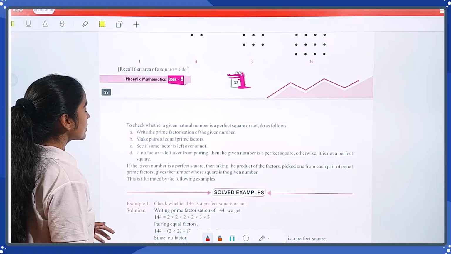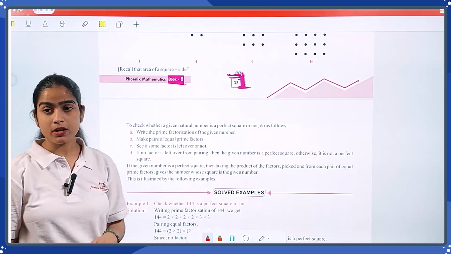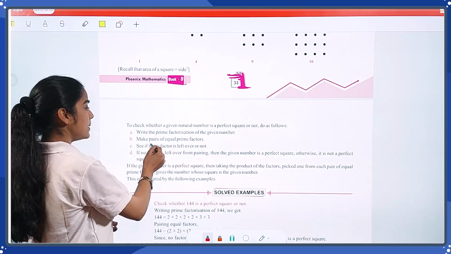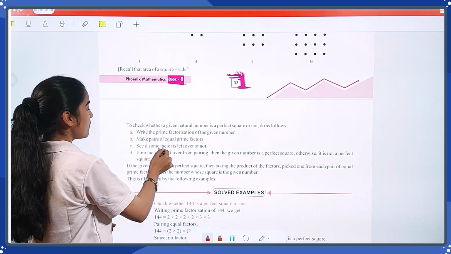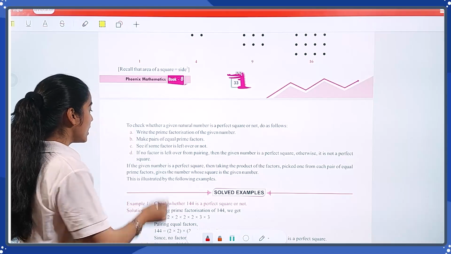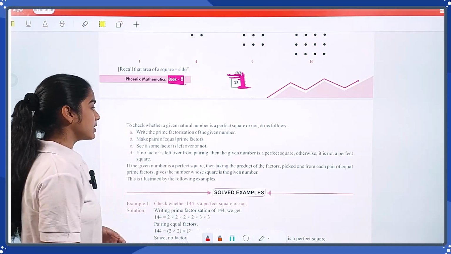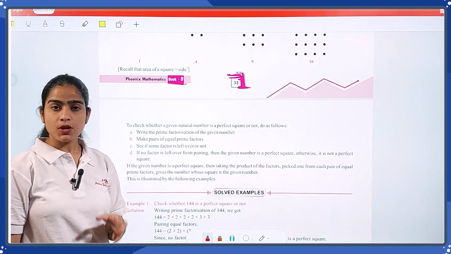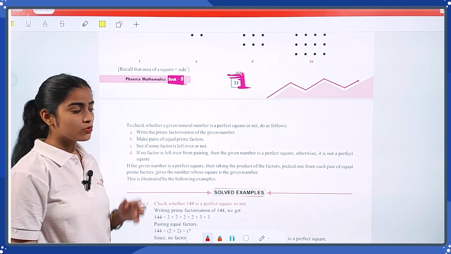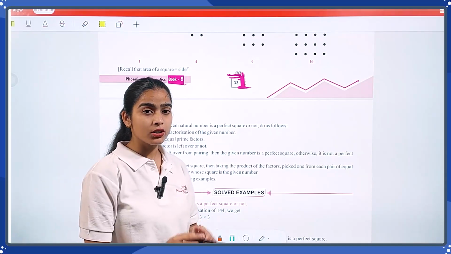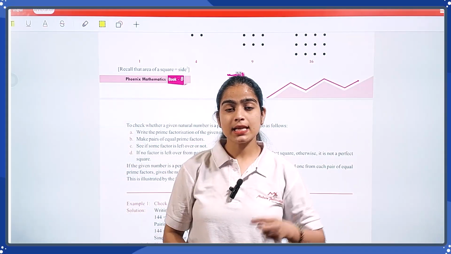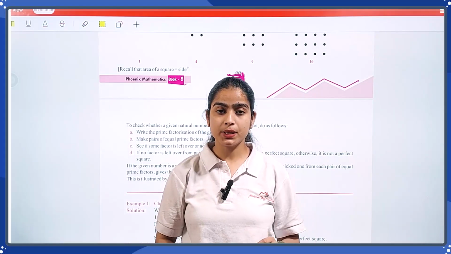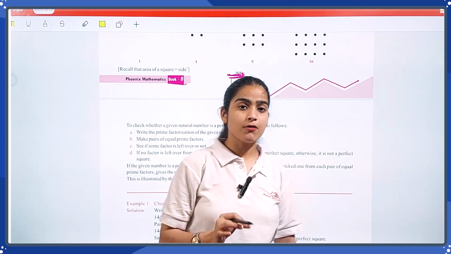Now, to check whether a given natural number is a perfect square or not, write the prime factorization of the given number. Make pairs of equal prime factors. See if some factor is left over or not. If no factor is left over from the pairing, then the given number is a perfect square. Otherwise, it is not a perfect square. We already learnt about prime factorization. While doing prime factorization, if all the factors are in pairs, it means that number is a perfect square number. If any factor is left without a pair, it means it is not a perfect square number.